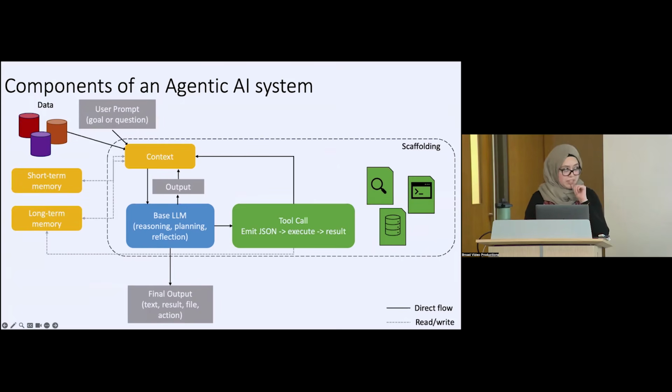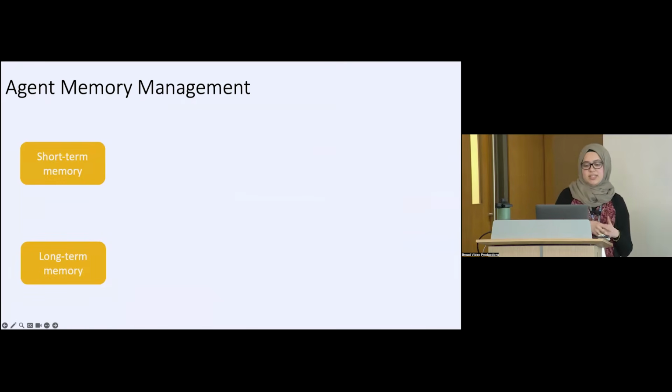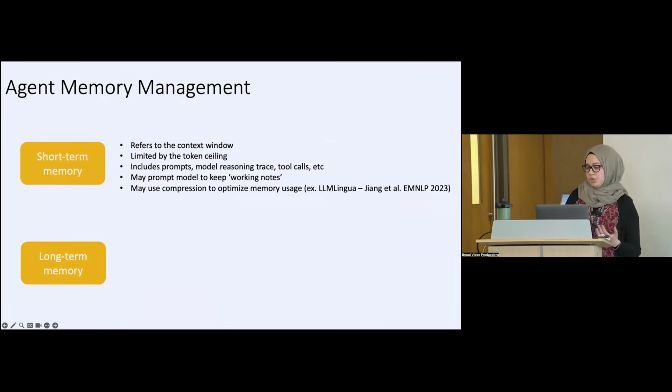So the main missing piece that we haven't discussed so far has been memory management. And as I mentioned, you'll often see the separation into short-term and long-term memory. So short-term memory refers to the context window that's being assembled by the scaffolding at each iteration through the loop, and passed back to the LLM. And this may include the user prompt.